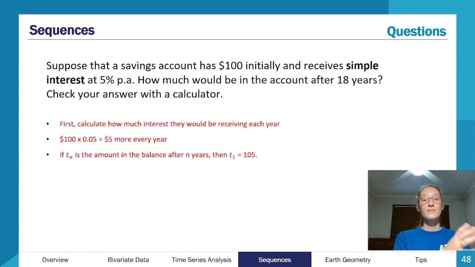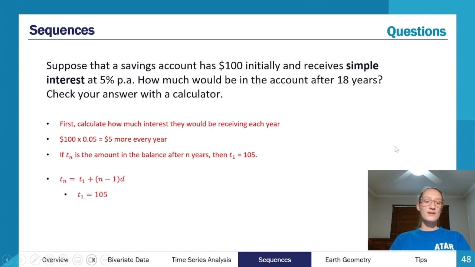So T0 after 0 applications of my rule is 100, because I've defined Tn as the amount in the balance after n years. At T0, 0 years have passed, so there's $100 in the account initially. After 1 year has passed, there's $105 in the account. So I've defined T1 as 105 so that I can use this rule, because I can't use this rule with T0. I have to calculate T1. So that's what I've done there.